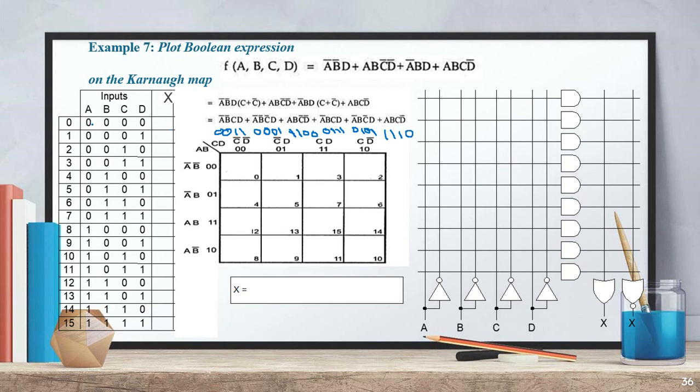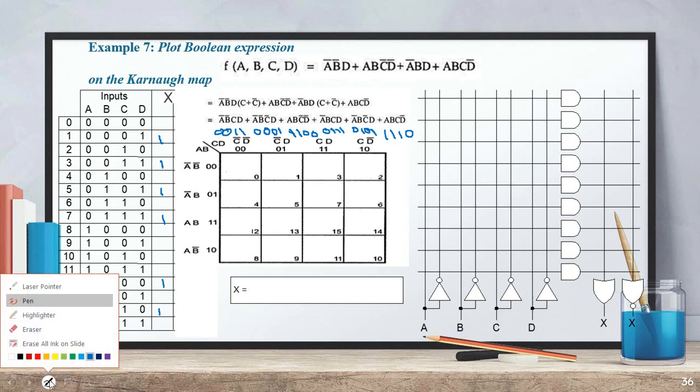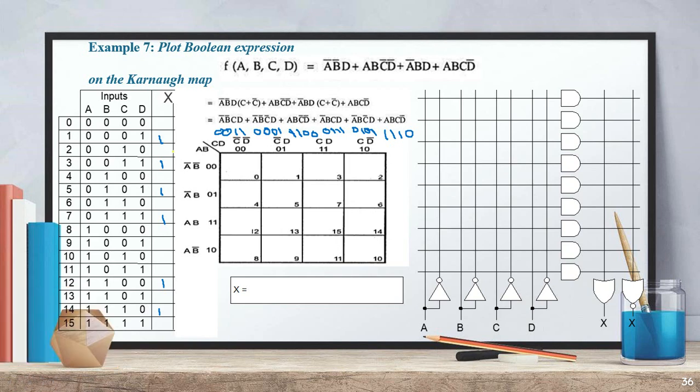From this we can say that wherever this is present, make it 1. So 0, 0, 1, 1 is this, and 0, 0, 0, 1 means here, and then 1, 1, 0, 0 means here, then 0, 1, 1, 1 means 7, this one here, and then 0, 1, 0, 1 means 5, then 1, 1, 1, 0 means 14. Now check the portions wherever 1 is present, and try to fill with 0 wherever 1 is not present.